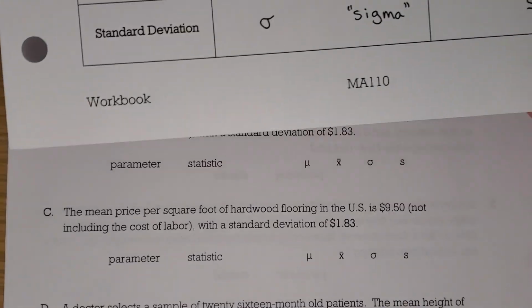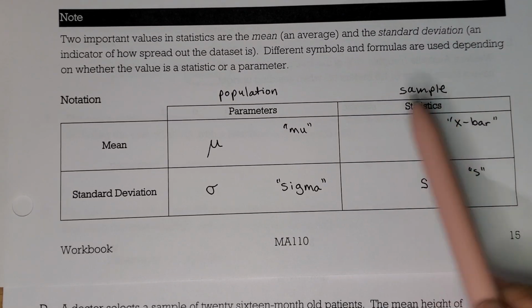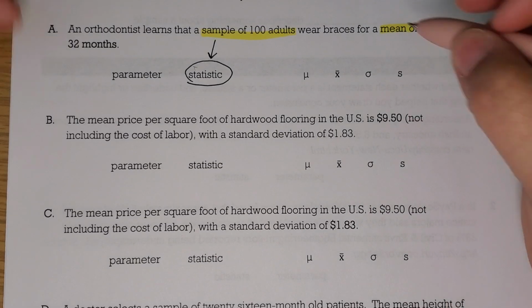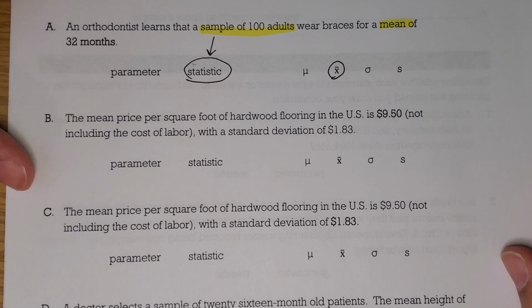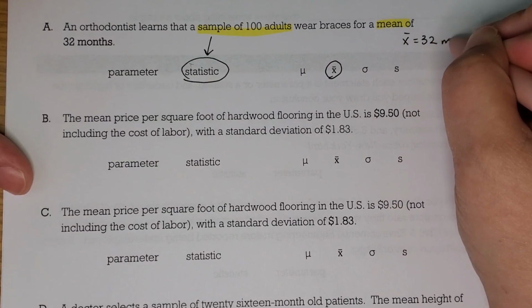So over here in our little chart, we have a sample and we have a mean. So we're going to use X bar. That means we would use X bar to represent that 32. So I might say something like X bar equals 32 months.